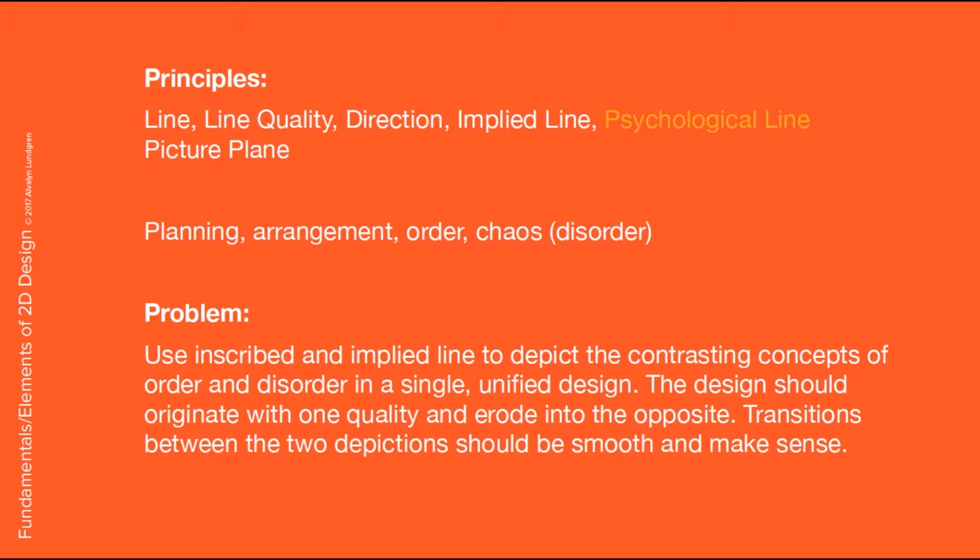So the problem statement, the purpose of the design problem that you have to solve, is to use inscribed and implied line to depict the contrasting concepts of order and disorder or chaos in a single unified design. And so you need to have an area of order and an area of chaos and a blending, a merging, a transition from one into the other.